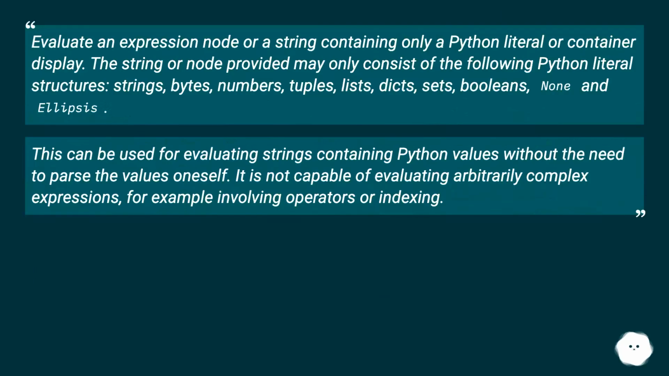ast.literal_eval: Evaluate an expression node or a string containing only a Python literal or container display. The string or node provided may only consist of the following Python literal structures: strings, bytes, numbers, tuples, lists, dicts, sets, booleans, None, and Ellipsis. This can be used for evaluating strings containing Python values without the need to parse the values oneself. It is not capable of evaluating arbitrarily complex expressions, for example involving operators or indexing.